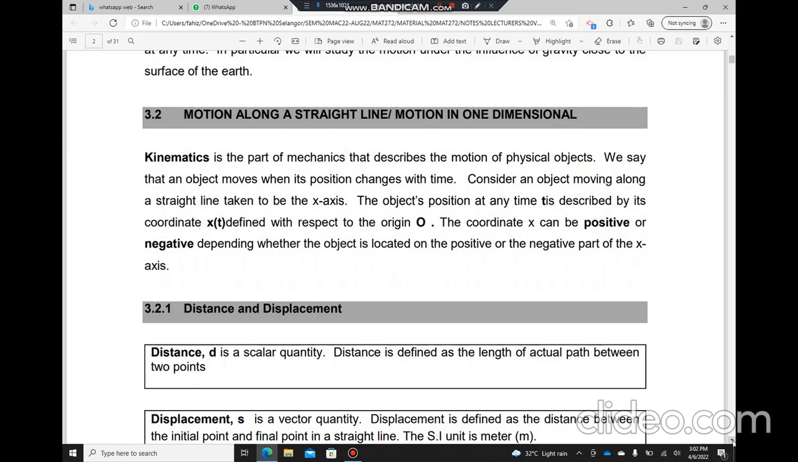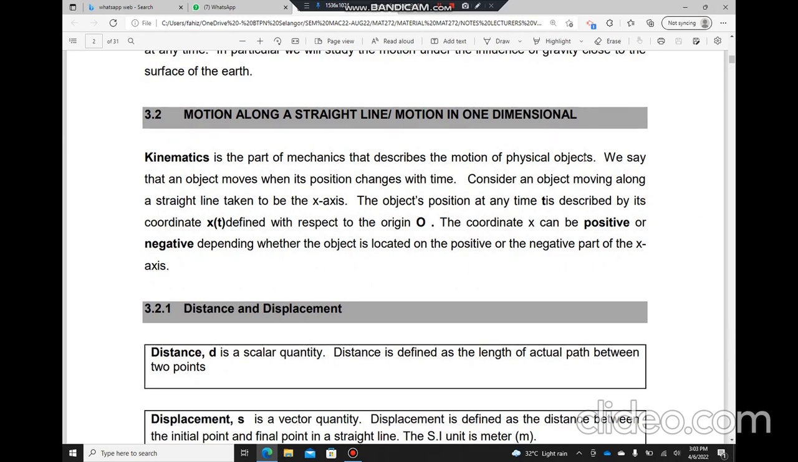Consider an object moving along a straight line taken to be the x-axis. The object's position at any time t is described by its coordinate x(t) defined with respect to the origin 0. The coordinate x can be positive or negative depending on whether the object is located on the positive or the negative part of the x-axis. Okay, so dekat sini kita tahu yang kinematics ni salah satu daripada bidang dalam mechanics.